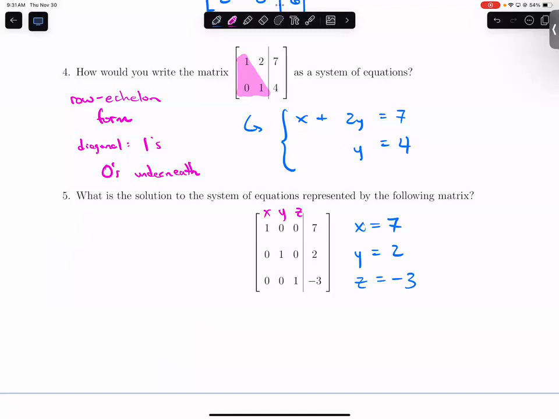Like here, I would need to take this and kind of back up and substitute and do a little bit more work, right? Here, I can just read the answer off because I've got the ones down the diagonal, I've got zeros underneath, but I've also got zeros sort of everywhere else, right?